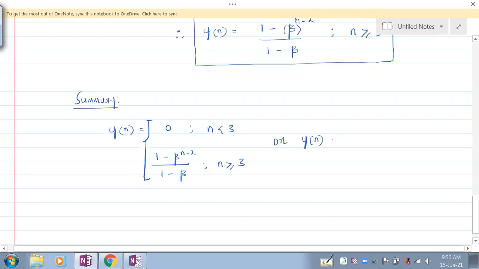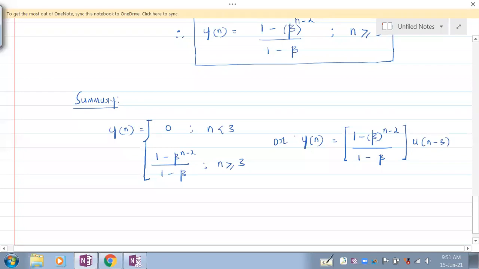In terms of unit step function, if you have to write it, anybody? So it is 1 minus beta to the power n minus 2 by 1 minus beta into what? So this is ranging from where to where? It is 0 for n less than 3, and it is this for n greater than or equal to 3. So that is the range. It should range from 3 to infinity. Which is the unit step function which ranges from 3 to infinity? U of n minus 3. Yeah, so that u of n minus 3 should come along with this.